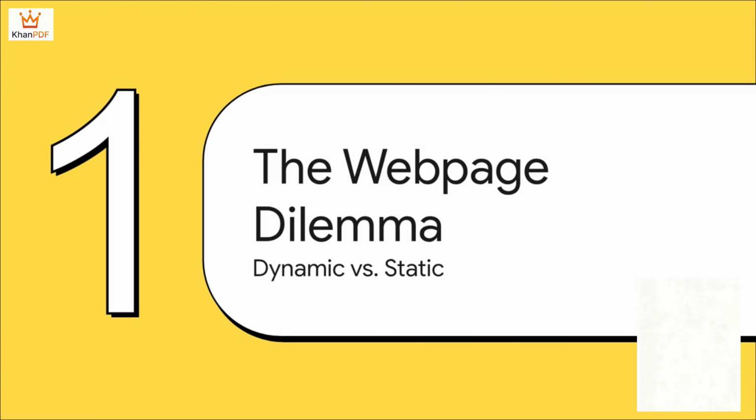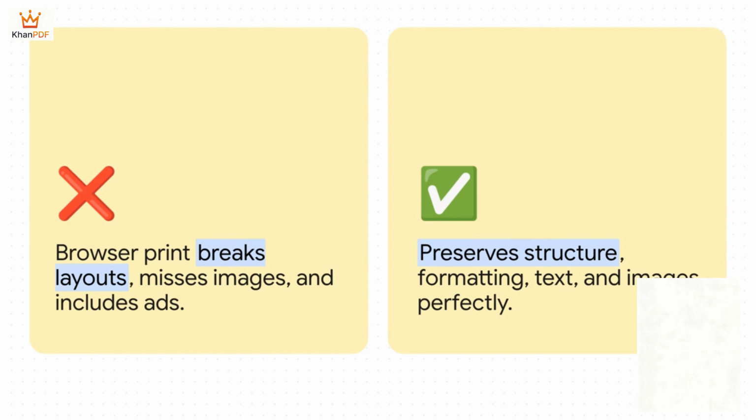All right, jumping right into point number 1, the web page saving dilemma. So the traditional old way of using your browser's print dialog frequently breaks layouts. Why? Well, because it's trying to force dynamic modern web code into a static, outdated print format. That's exactly why you get cut off content or completely missing images. The ideal way preserves the structure, the formatting, the text, and the images perfectly. It treats the web page exactly how the original designer intended for it to be seen.